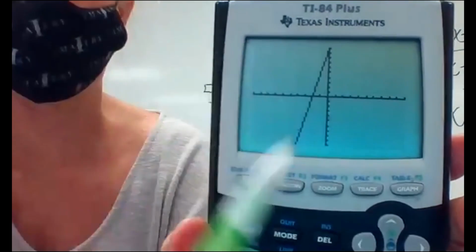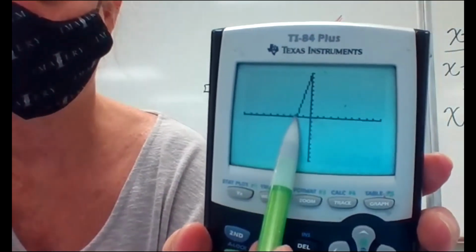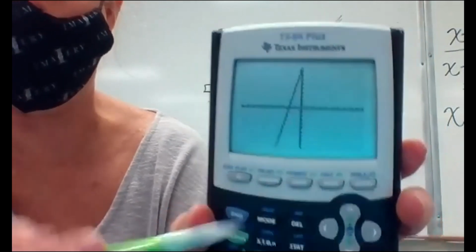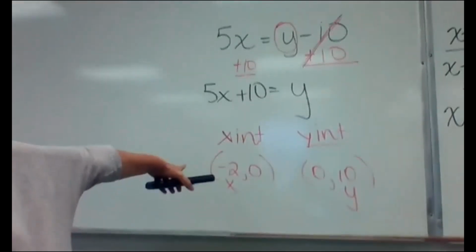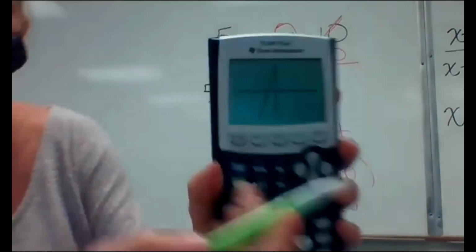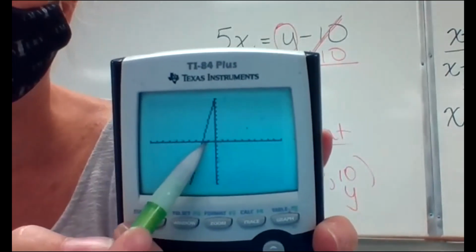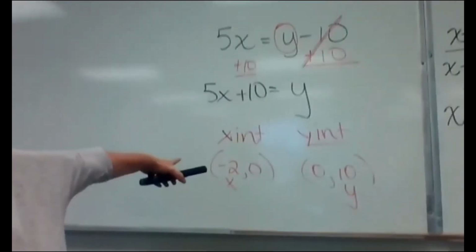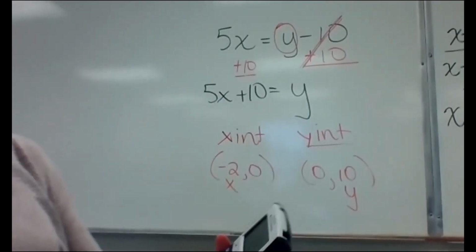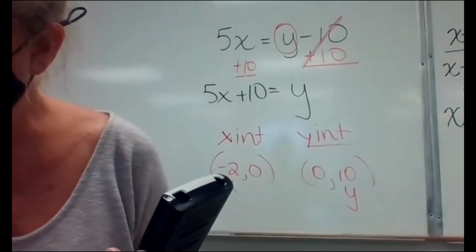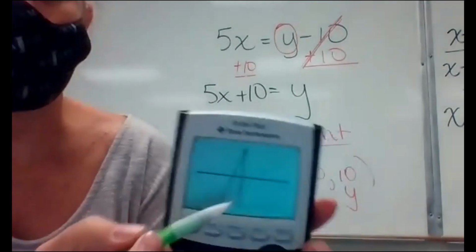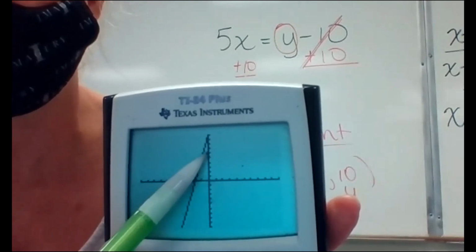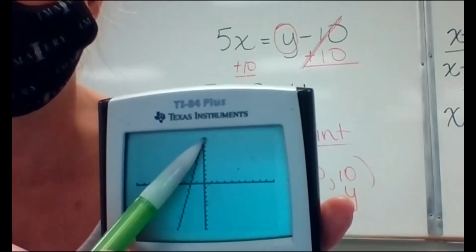Look where it crosses through the x-axis. Here's my x. To the right, 1, 2. It crosses at +2. Sorry, I'm looking at it backwards. Left. 1, 2. So it crosses through the x-axis at -2, which is where it says it should. The next thing it says is it also has a y-intercept at 0, 10. So let's look. 1, 2, 3, 4, 5, 6, 7, 8, 9, 10.